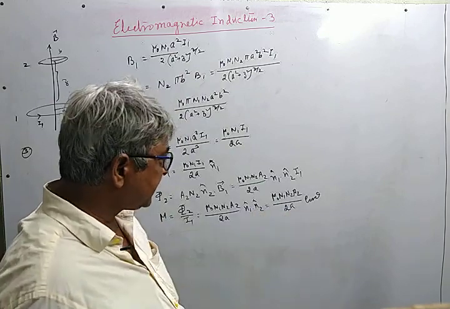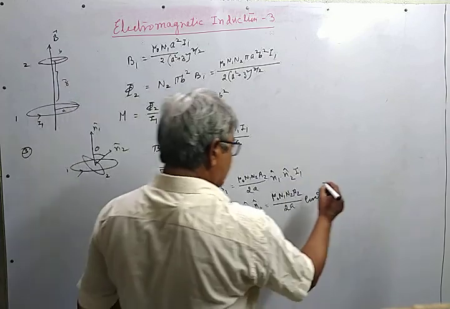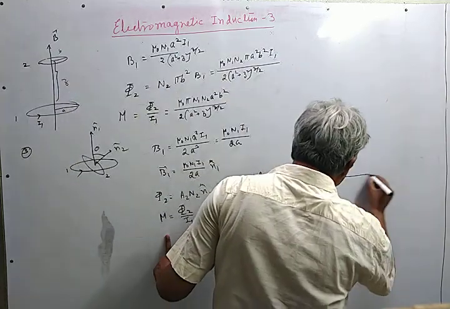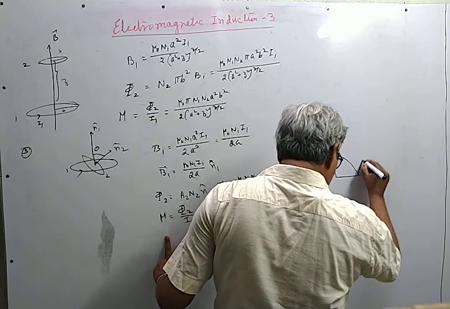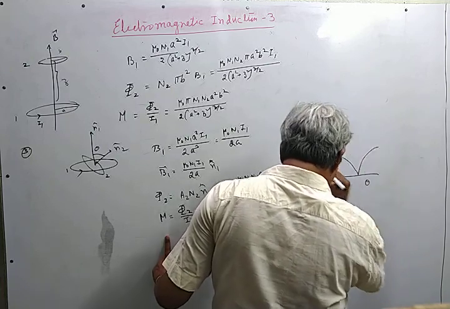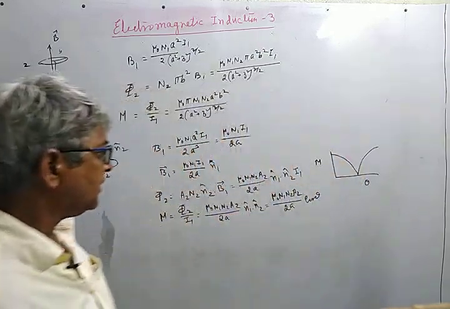As is evident from this, the variation of M is mod cos theta for this case of mutual inductance. If we consider the variation of mutual inductance, this is the angle theta and this is M. This is simply the mod cos theta plot.